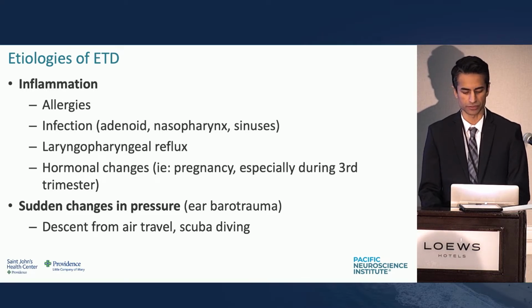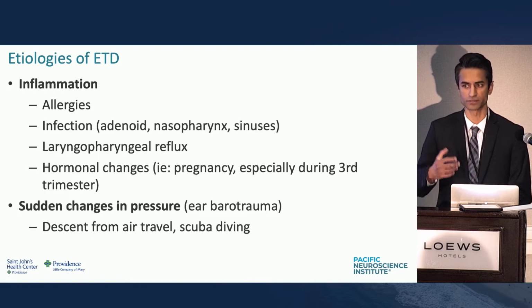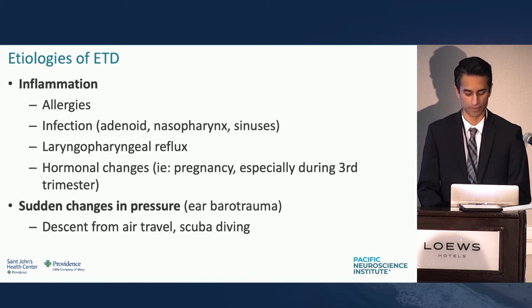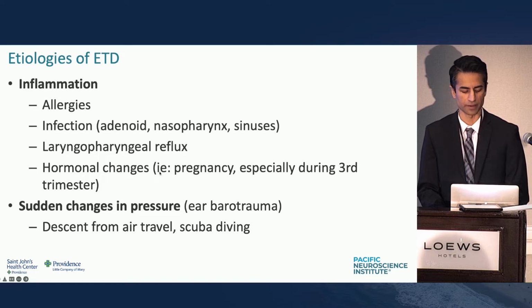The most common causes of eustachian tube dysfunction are inflammation related, with allergies being the most common reason in that category. There are definitely infections that can cause it, whether it's adenoiditis, nasopharyngitis, or sinusitis. When acid reflux or laryngopharyngeal reflux is really severe, it can also come up into the nasopharynx and cause eustachian tube dysfunction. With hormonal changes in pregnancy, especially in the 3rd trimester, patients will sometimes have swelling of their eustachian tube.